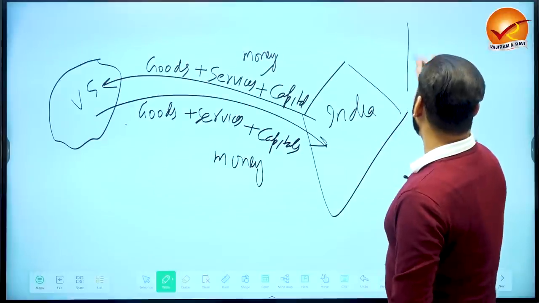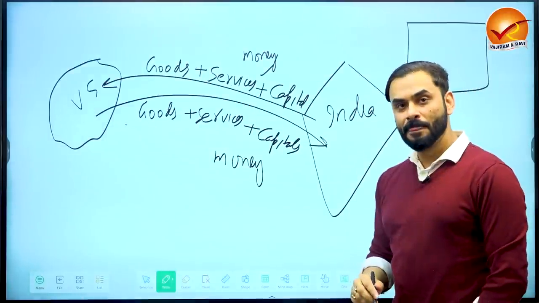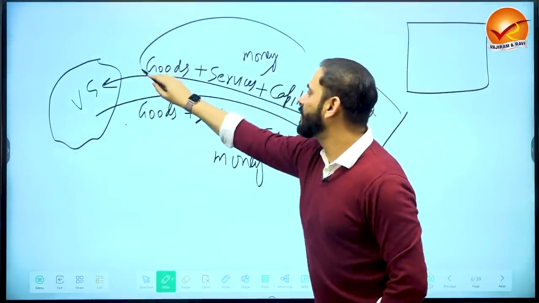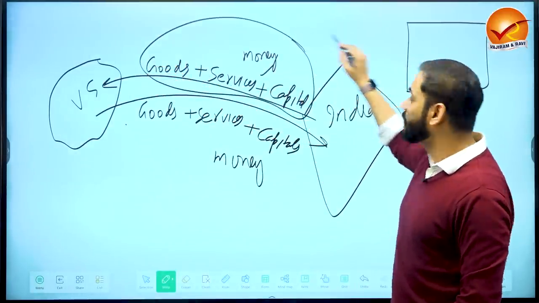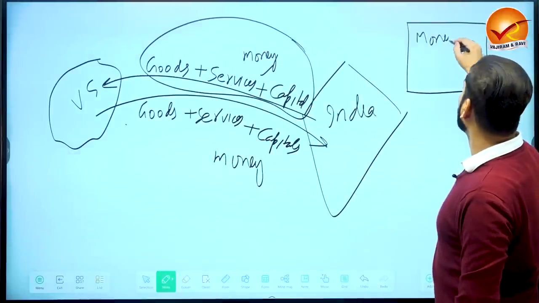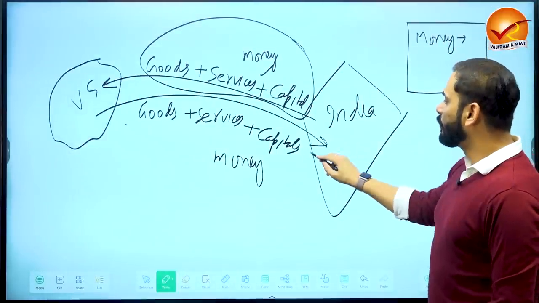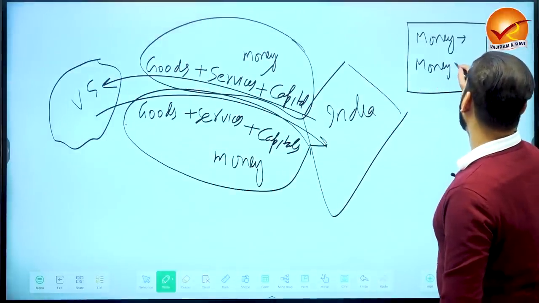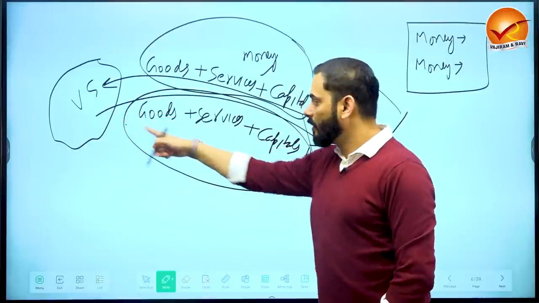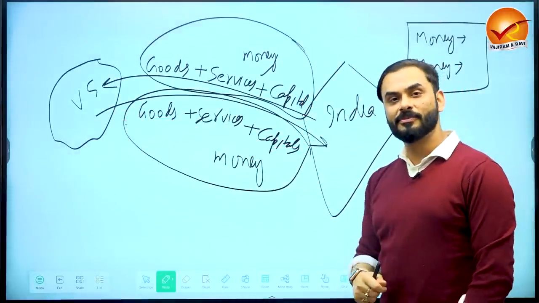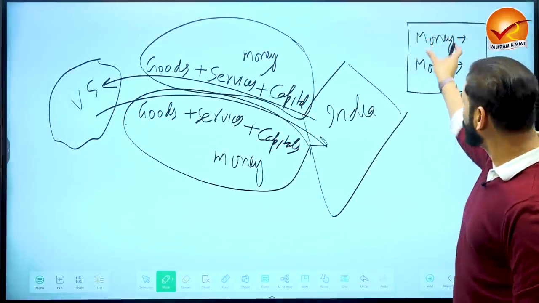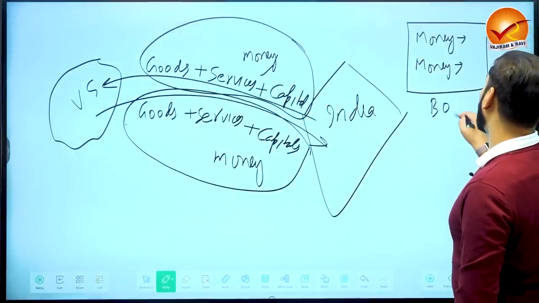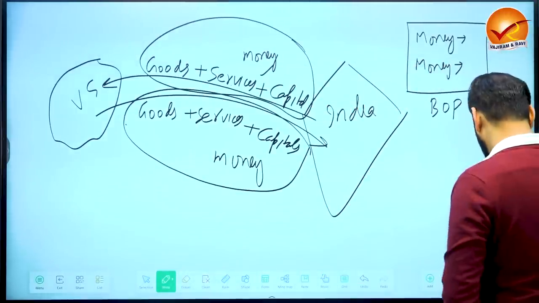Now, a record whereby you express this entire transaction in terms of money. So write the money value of this transaction. Whenever you sell something or buy something, express it in terms of money and put it in a systematic manner in terms of a record. This record is called balance of payment, right?